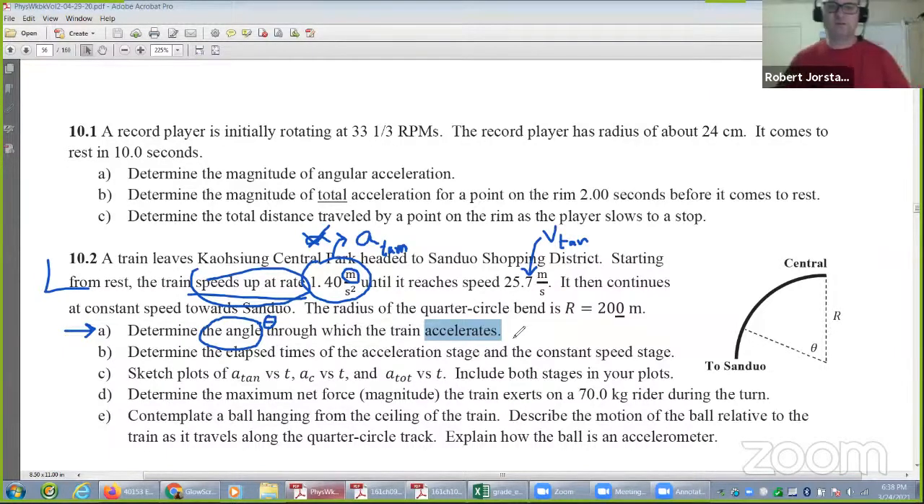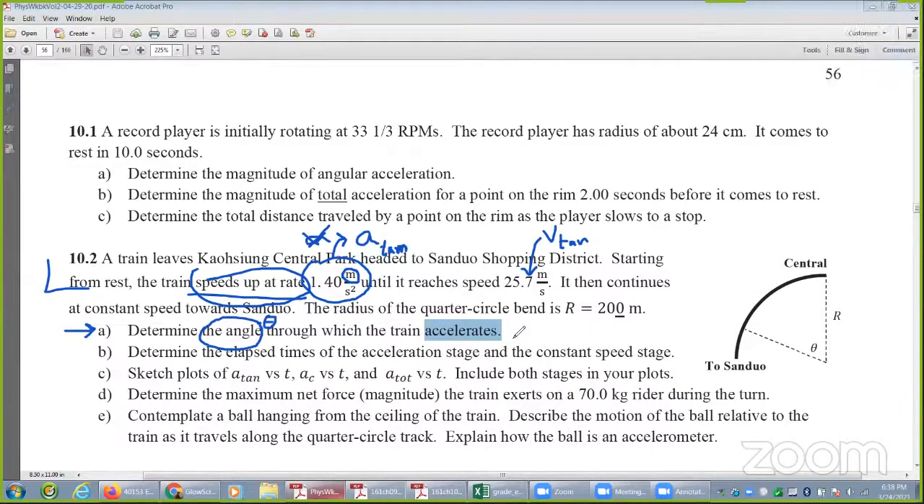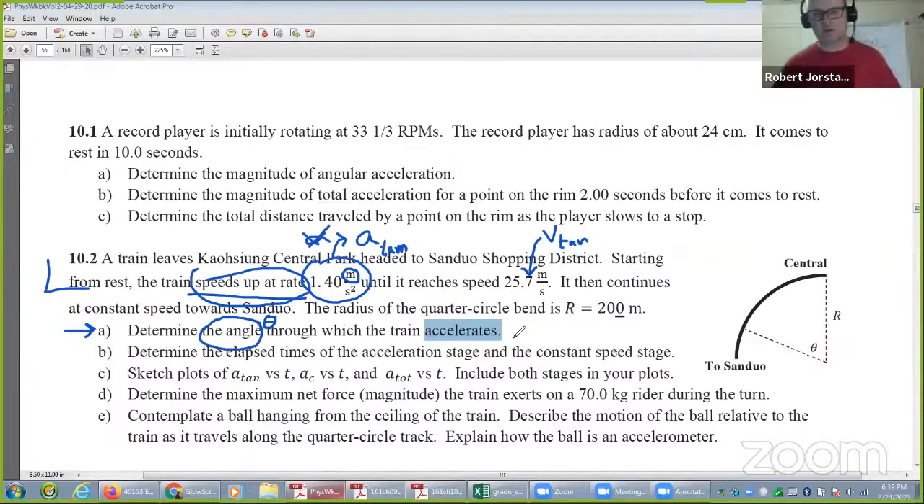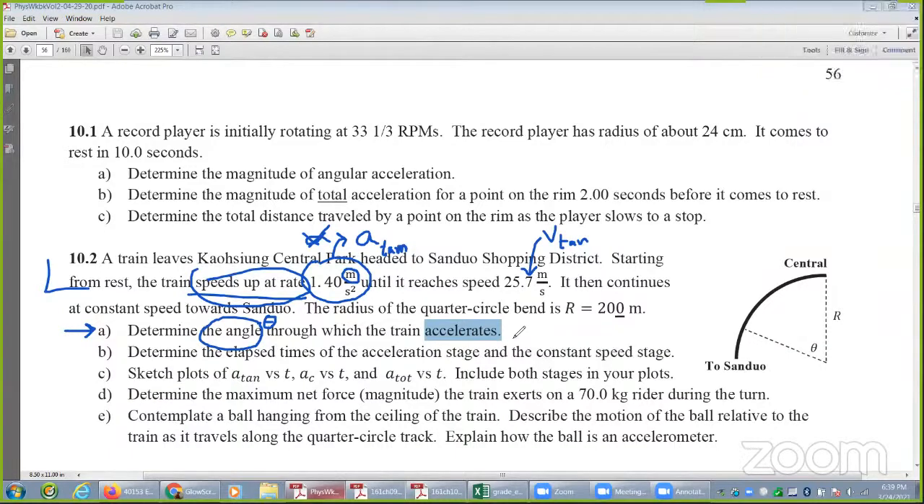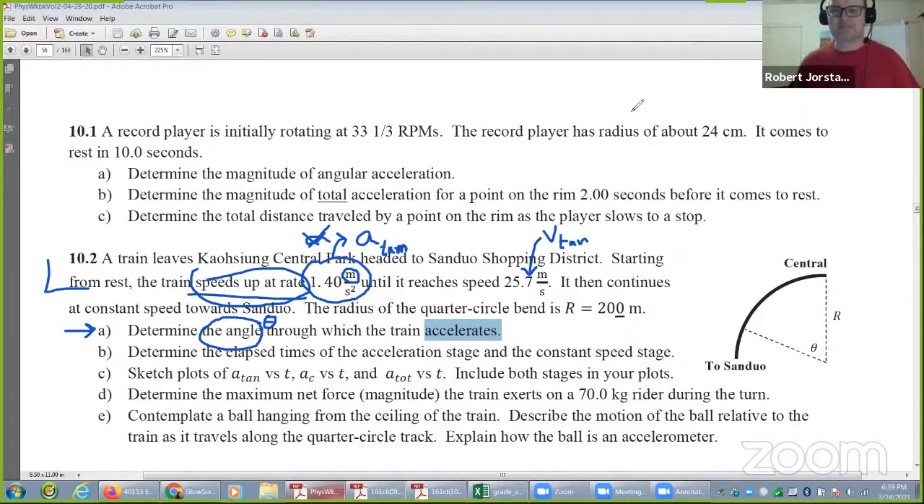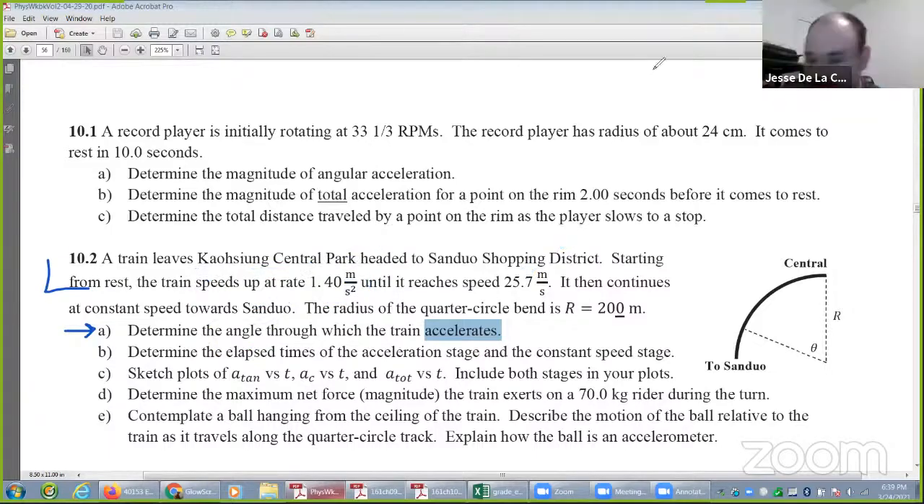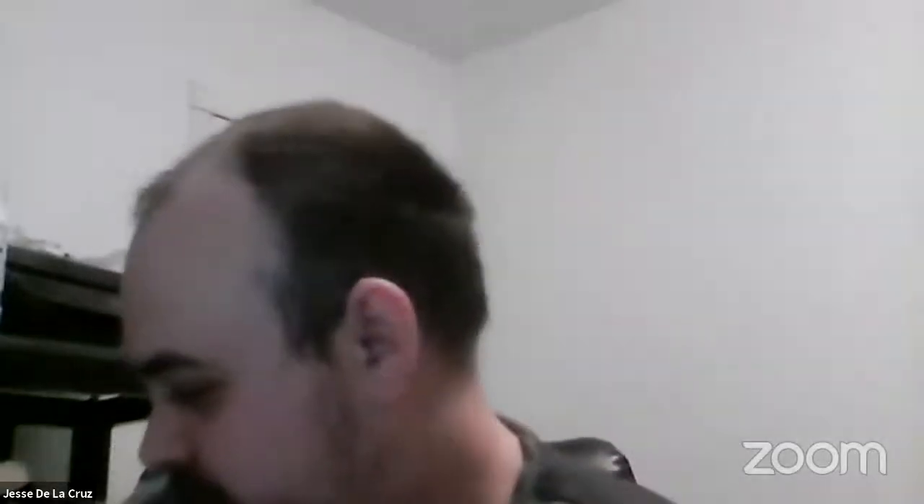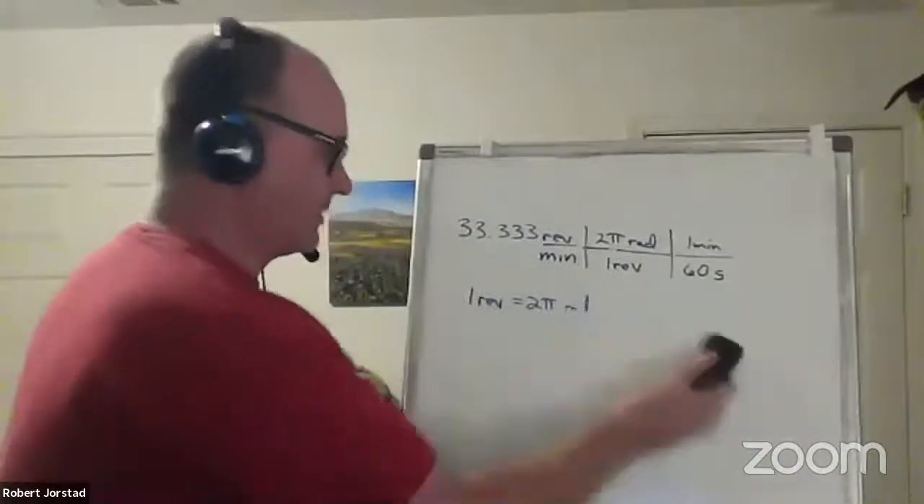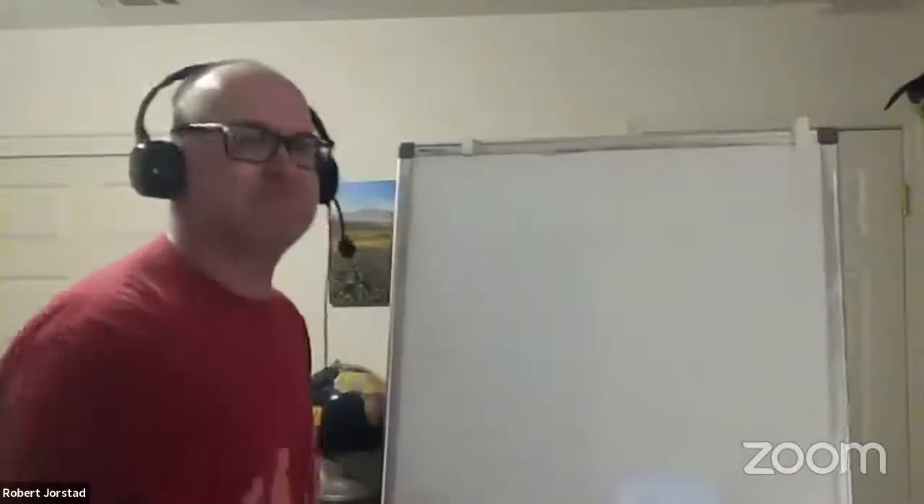What would you do? Let me ask you this. Would you use rotational kinematics or translational kinematics? What do you think? Rotational. And that's what a lot of people say. Take a guess what I would do. Translational. Yeah. So I'm trying to show you the tricks. You would have gotten it right had you done it your way.